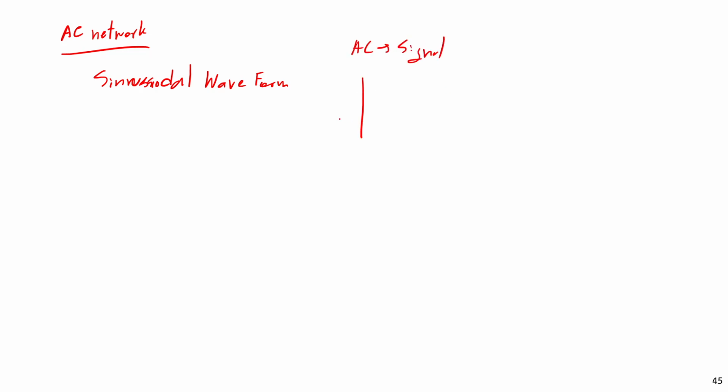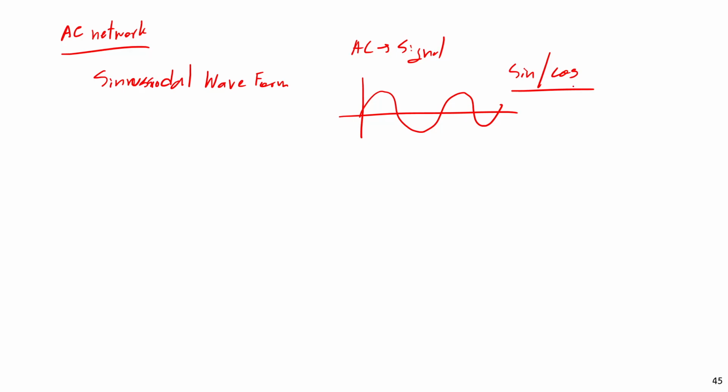Okay, last time we came to the topic of AC networks, and then we talked about the sinusoidal waveform. That's when we talk about the AC signal. The signal mostly comes in the form of sine or cosine, right?